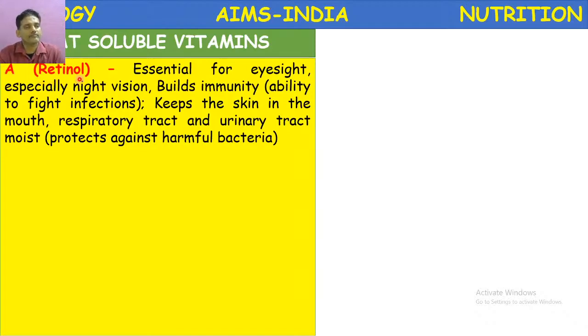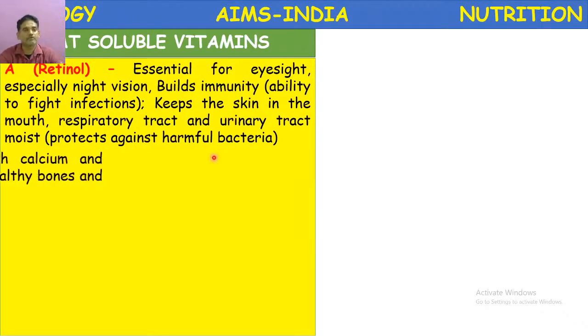Vitamin A, retinol. The chemical name of vitamin A is retinol. It is essential for eyesight, especially night vision, which is under the control of this vitamin. It builds immunity, the ability to fight infections, and keeps the skin, mouth, respiratory tract and urinary tract moist and protected against harmful bacteria. So vitamin A is a very important vitamin.